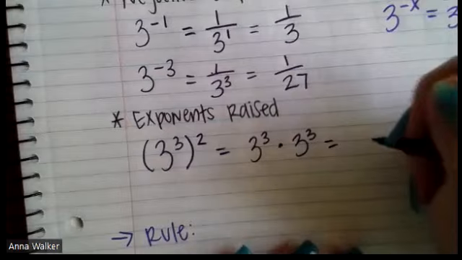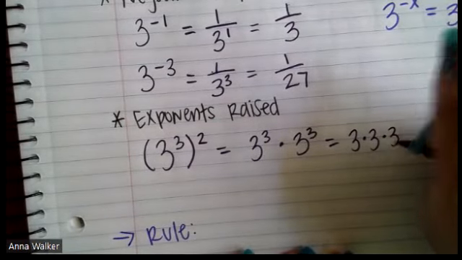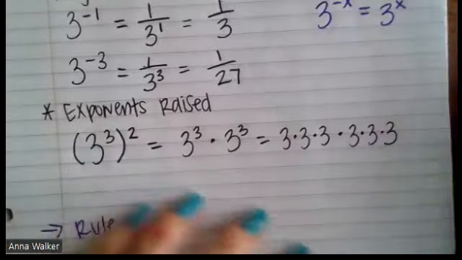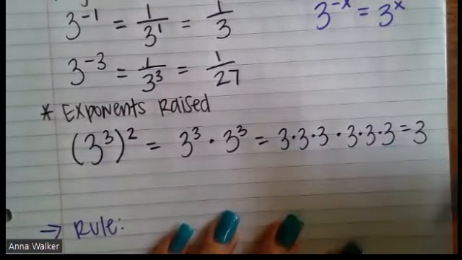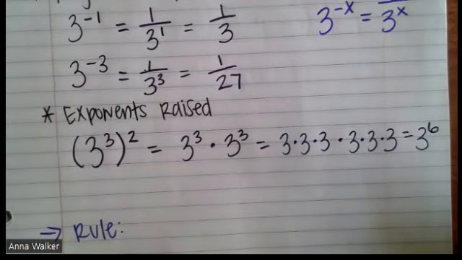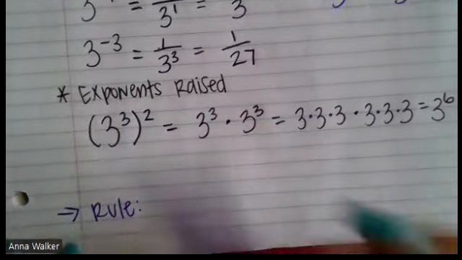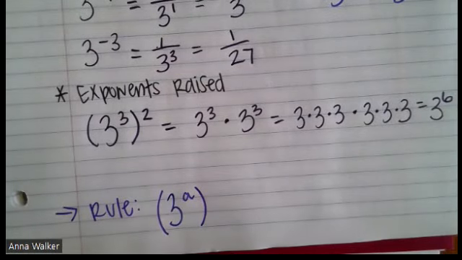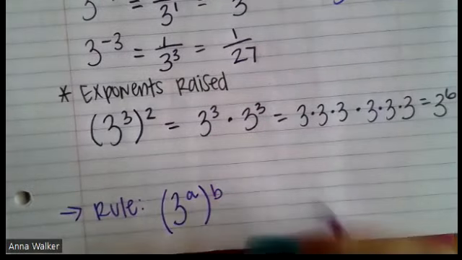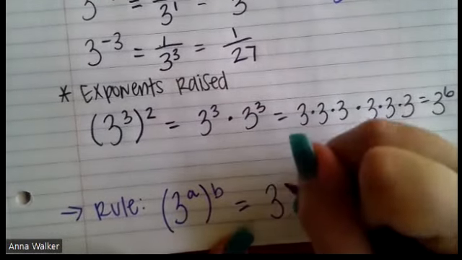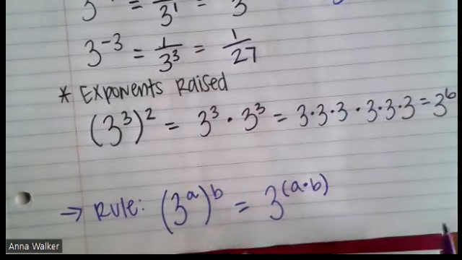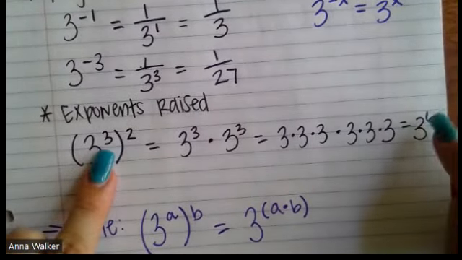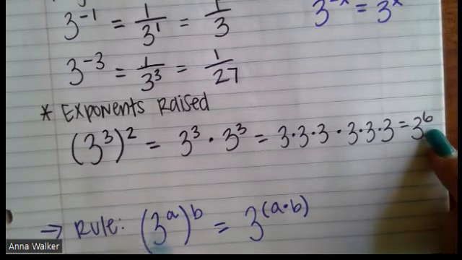So what this looks like if we expand it is 3 times 3 times 3 times another group of 3 times 3 times 3, which you'll see is all equivalent to 3 times itself 6 times, 3 to the power of 6. So the rule is if we have a number that is being raised to a certain power, and then that particular exponent is being raised to another power, so I just put B, this is equivalent to keeping the base but multiplying the powers together. So A times B. If we go back to this example, 3 to the power of 3, then raised to the power of 2, we said was 3 to the power of 6. So 3 times 2 is 6.